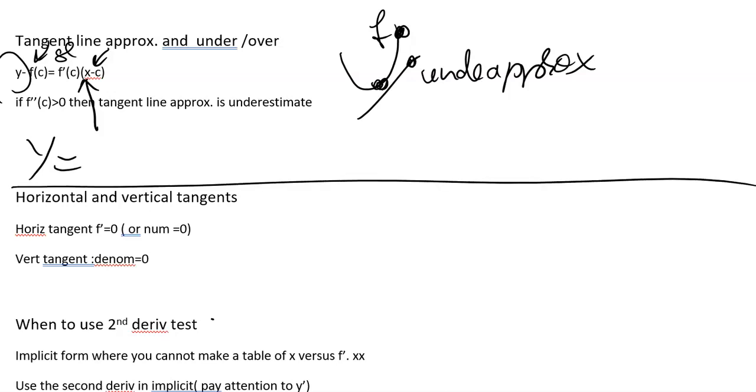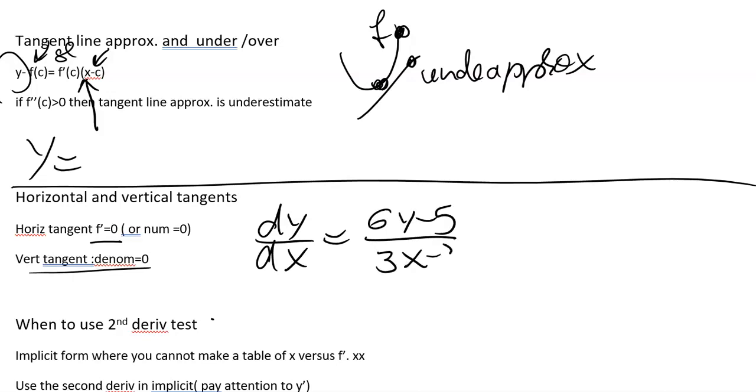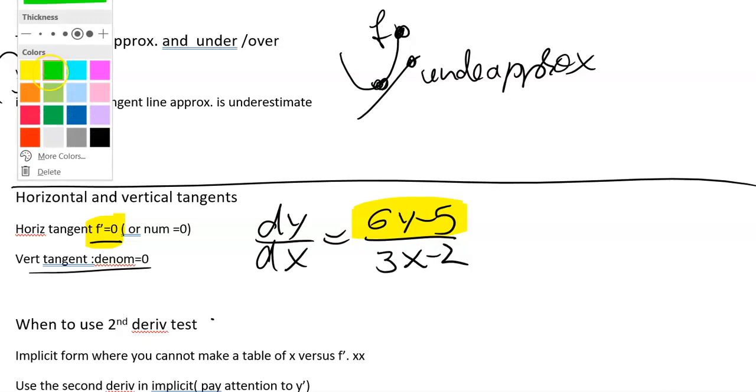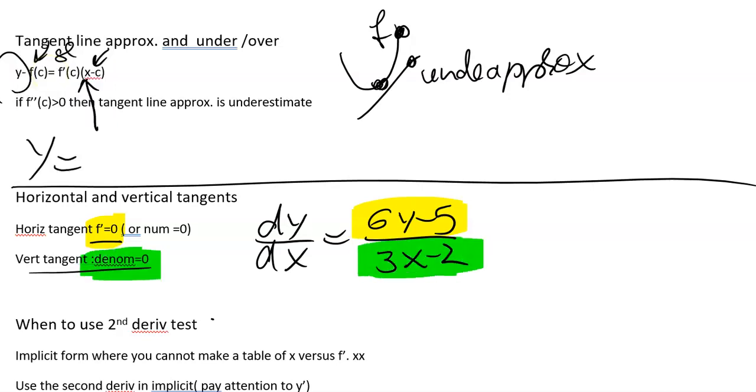Horizontal and vertical tangents. Okay, so horizontal tangent, you set the derivative equal to 0. Vertical tangents, you set the denominator equal to 0. Let's say you have something like an implicit dy over dx equals, I don't know, (6y minus 5) over (3x minus 2). Okay, if you want to find the horizontal tangents, you set the top equal to 0. If you want to find the vertical tangents, you set the bottom equal to 0.